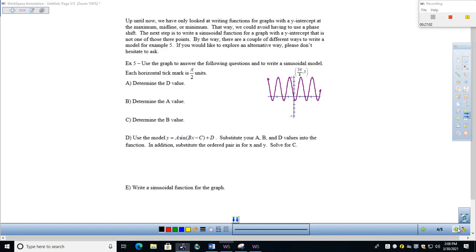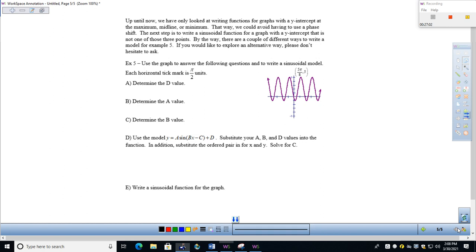All right, guys, let's get into the last piece. Let me just read the blurb, and then we'll do the last example of the day. So up until now, we've only looked at writing functions for graphs with a y-intercept at either the maximum, the midline, or minimum. That way we could avoid having to use a phase shift. The next step is to write a sinusoidal function for a graph with a y-intercept that is not one of those 3 points. And by the way, there are a couple different ways to do this.